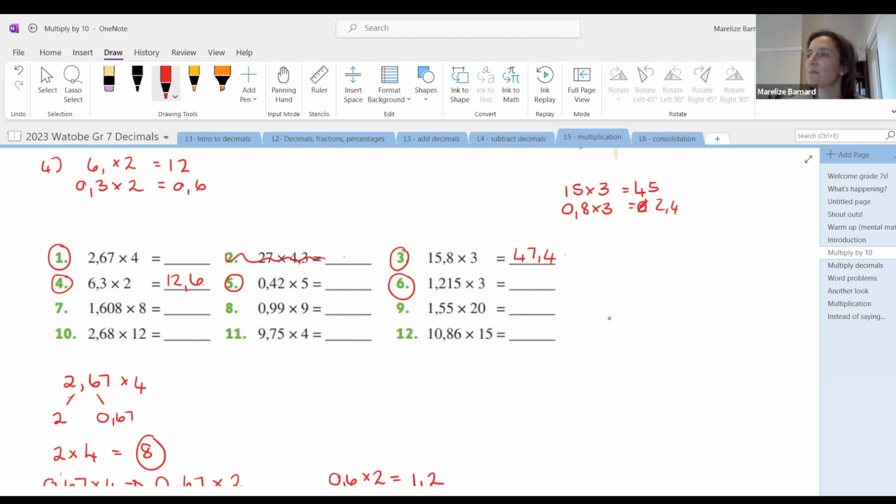Okay, so we can times 0,42 by 5. And what do we get when we do that? I'm going to say 0,4 times 5 is 2. And 0,02 times 5 is 0,1. And that gives me 2,1 altogether. And last one, question 6, 1,215 times 3. Put your answer in the chat.